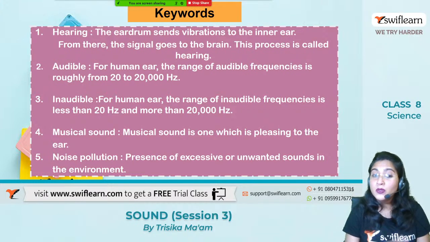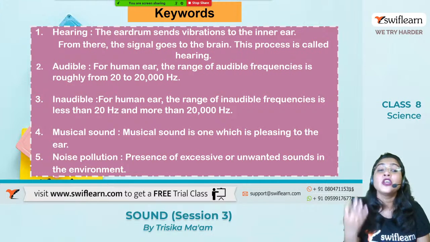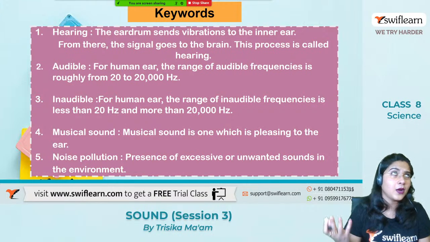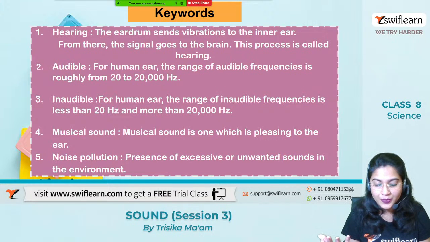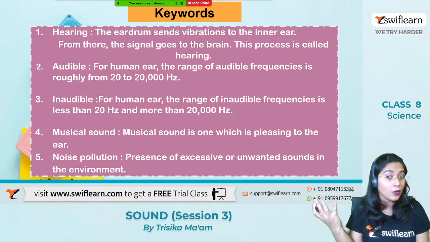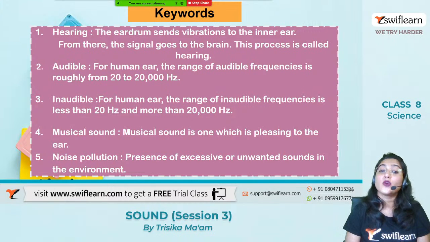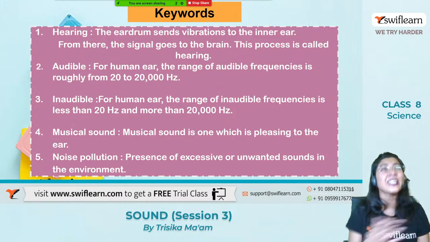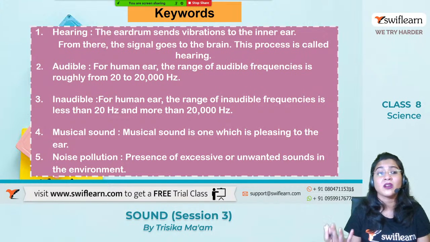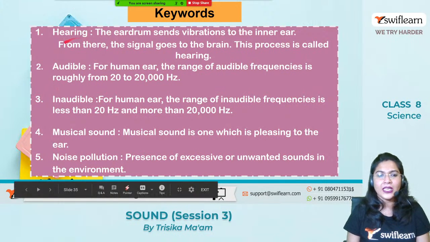And we have studied musical sound and noise pollution, right? What is musical sound? The sounds which are pleasing to the ear, which we love to hear. Those are known as musical sound. Think about the playing of different instruments, exactly. Think about the flute, the shehnai, violin, or piano. These are the different types of musical sound we can hear, right? And next is noise pollution. That means the presence of excessive noise or unwanted sound in our surroundings creates noise pollution. Okay. So I think you have got an idea about all these different terms, right?